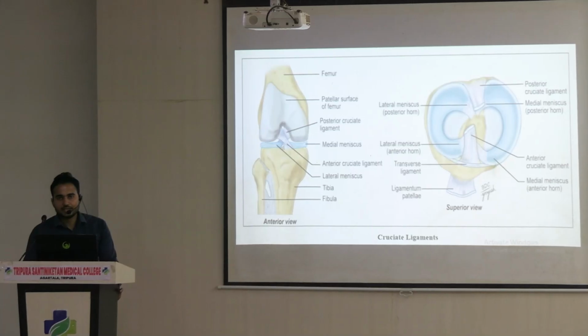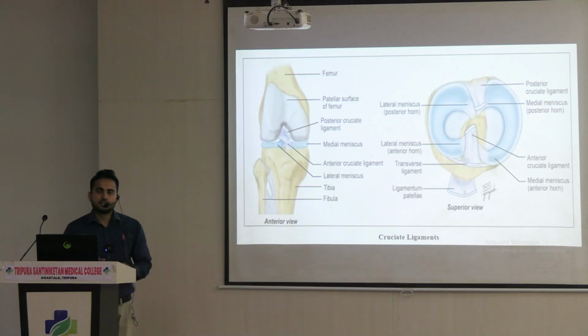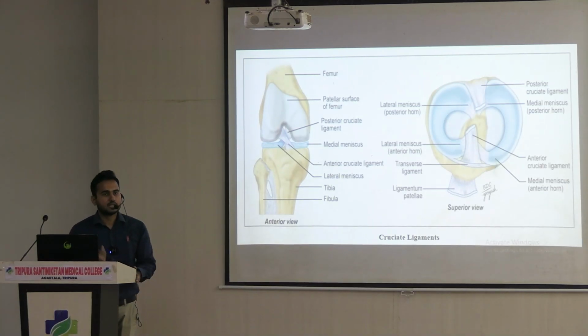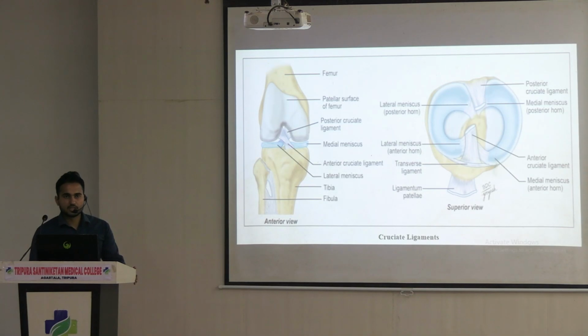Okay, so the main function of these cruciate ligaments is that the anterior one prevents the anterior dislocation and the posterior one prevents the posterior dislocation. Okay, next, the anterior one prevents hyperextension and the posterior one prevents hyperflexion of the knee. These are the two most important functions of the ACL and PCL.